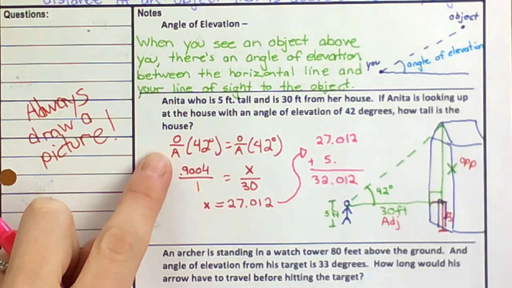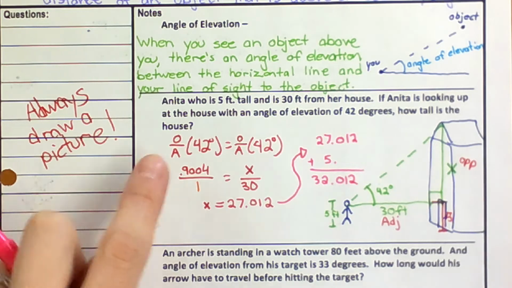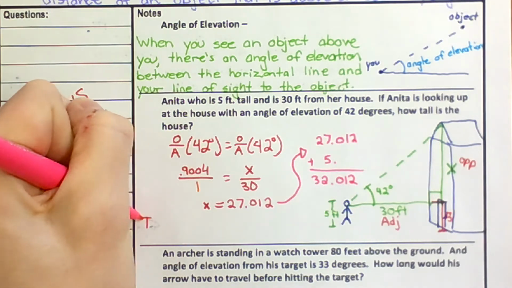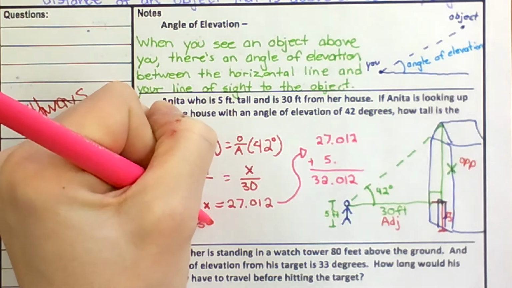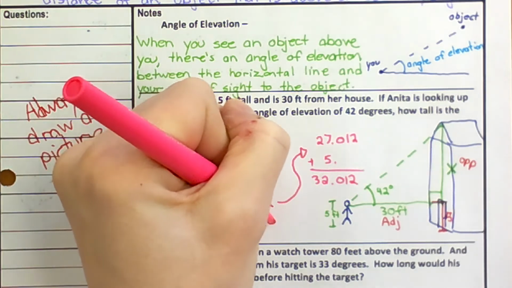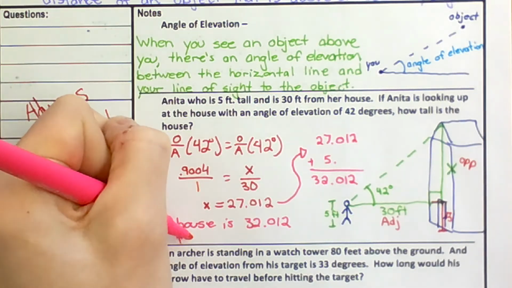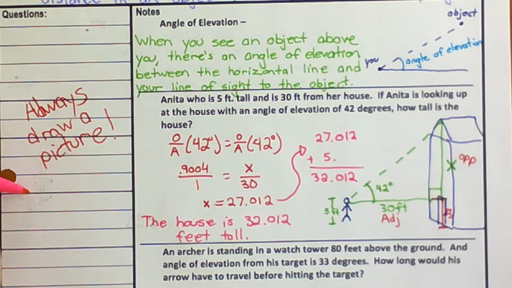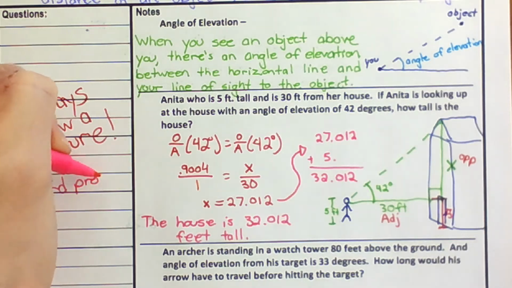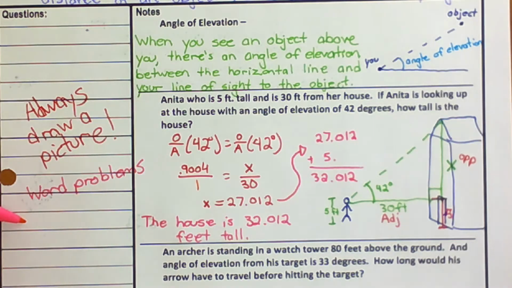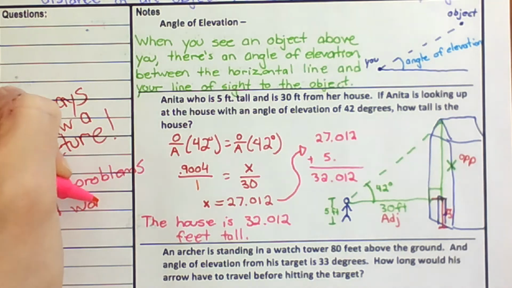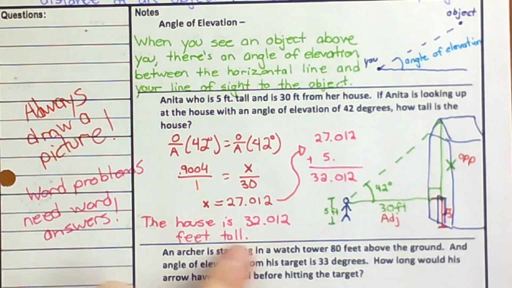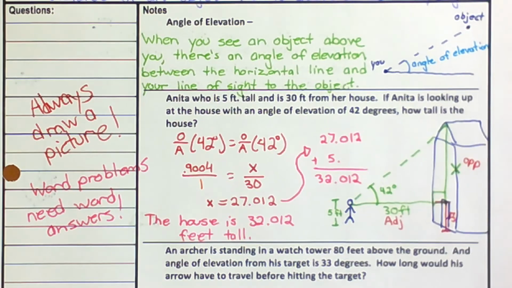Now, one thing that is important is that this is a word problem, and we always need to answer a word problem with words. So I'm going to take the question, how tall is the house, and turn that into my answer. The house is 32.012 feet tall. So I'm going to add that information over here. Word problems need word answers. So if it's a word problem, I have some sort of sentence in there about that.